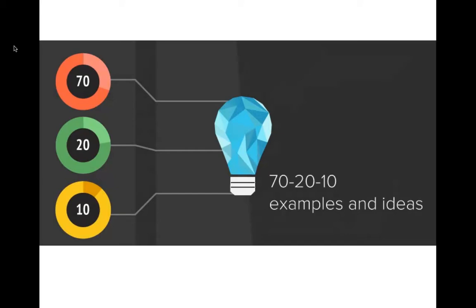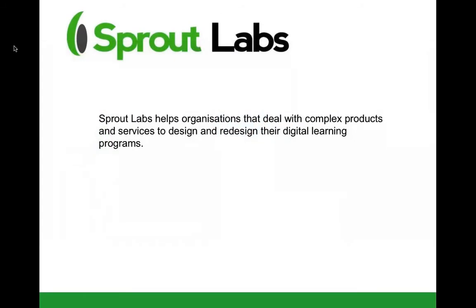My first thing is to talk a little bit about who Sprout Labs is and what we do. Essentially, Sprout Labs helps organizations that deal with complex products and services to design and redesign their digital learning programs. We work with the 70-20-10 framework as part of that process, as well as our learning way working framework. Another way to think about this is that we generally work with learning objectives that are high on Bloom's taxonomy rather than low-level learning objectives.